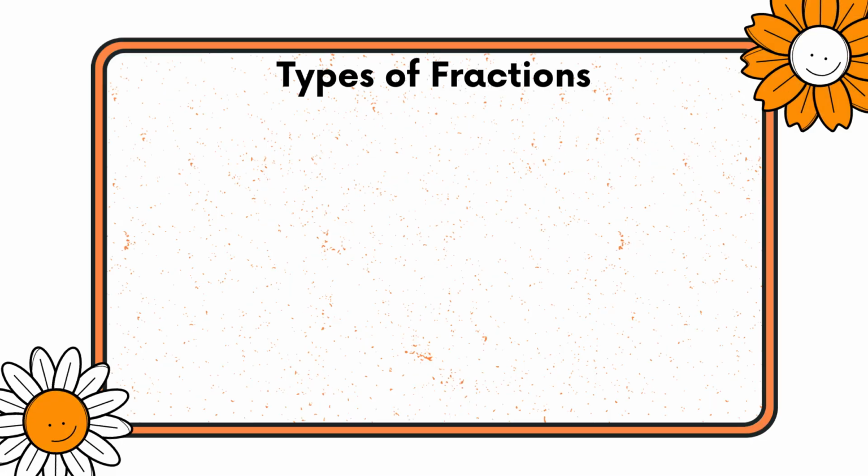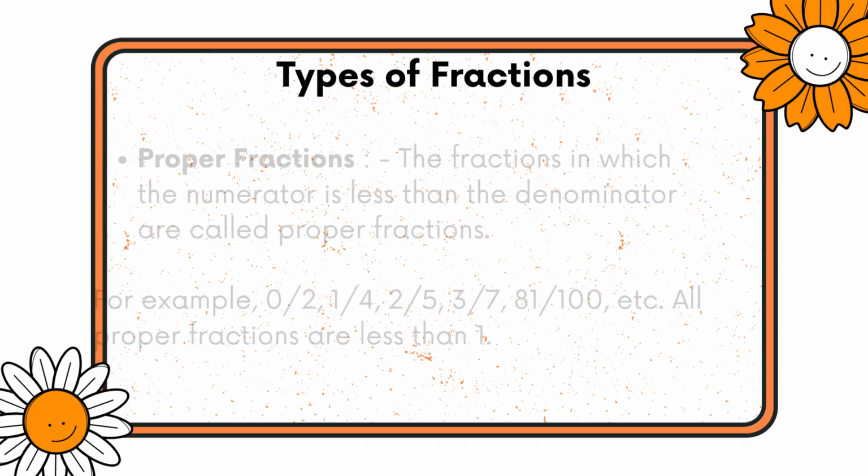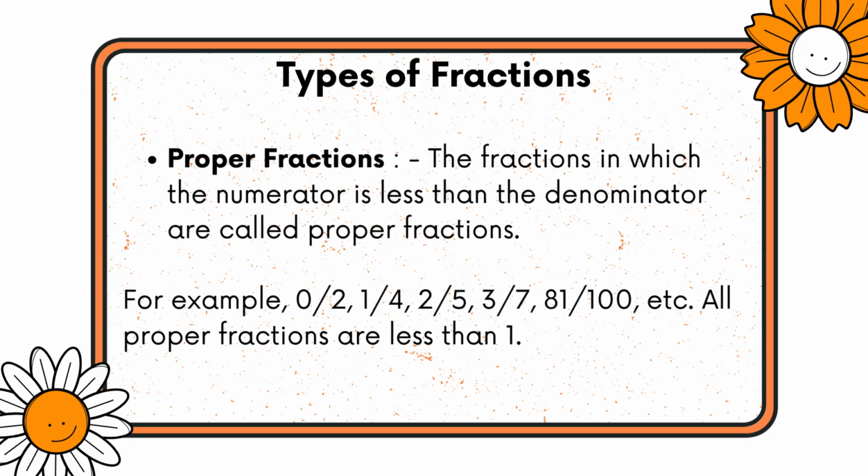Now, let's discuss the types of fractions. Proper fractions. The fractions in which the numerator is less than the denominator are called proper fractions. For example, 0 by 2, 1 by 4, 2 by 5, 3 by 7, 81 by 100, etc. All proper fractions are less than 1.